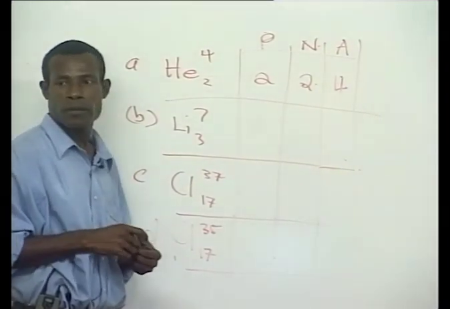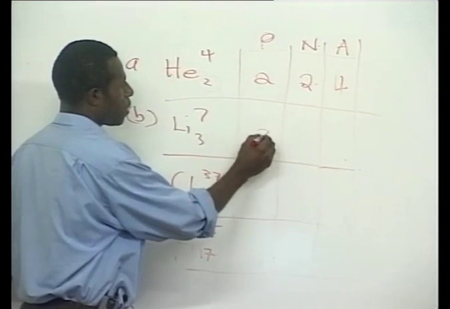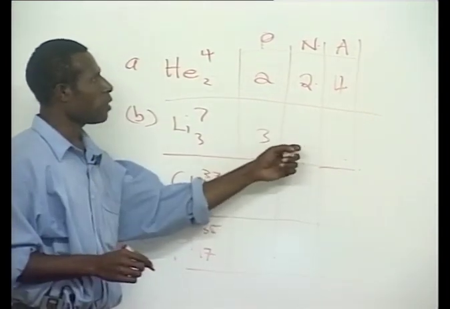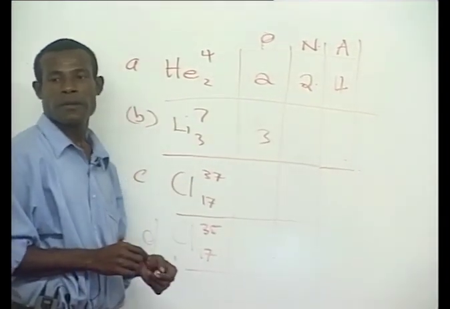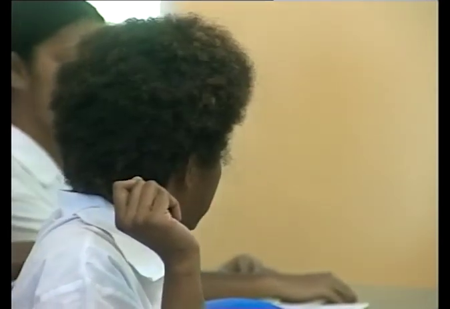For this one, the proton number is 3. And then you have the neutron. The neutron number is 4. And what about the mass? The nucleon number is 7. Okay, 7. Good. Let's go for chlorine 37.